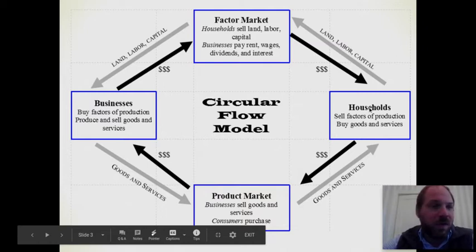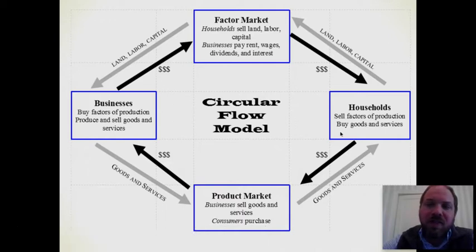So we're going to start over on the household side on the right. Households sell the factors of production, and they buy goods and services. If you go to the other side, businesses actually do the reverse. They buy factors of production and they produce and sell goods and services to the individuals or the households. This means in the resource market or the factor market, households are doing the selling, mainly of their work in the form of labor, and businesses are doing all the buying or paying, as in our paychecks, or also rent, dividends, interest, and things like that.